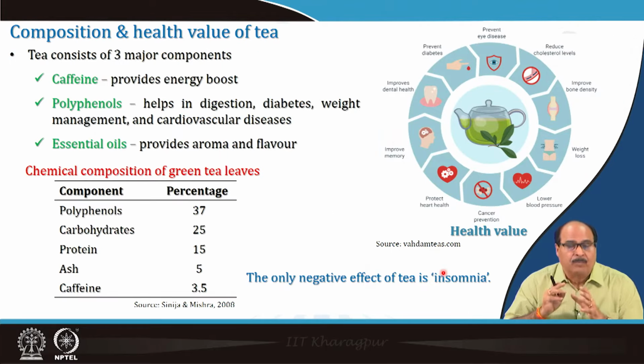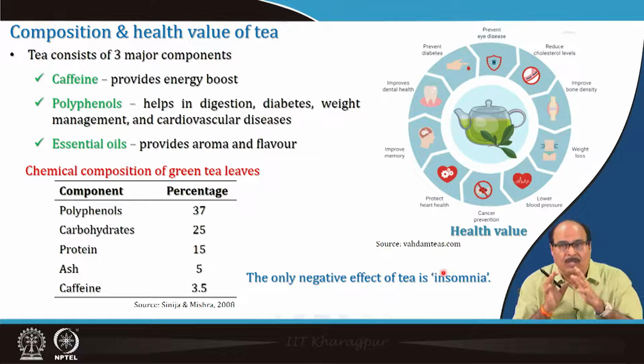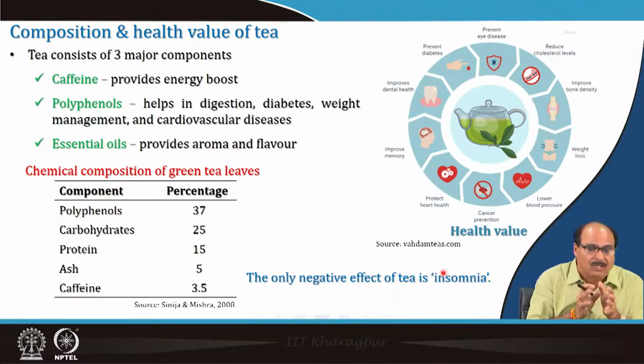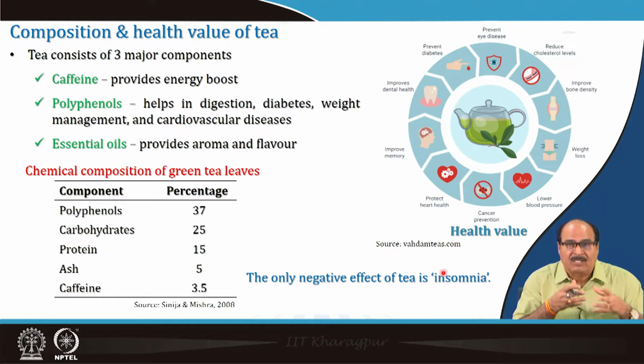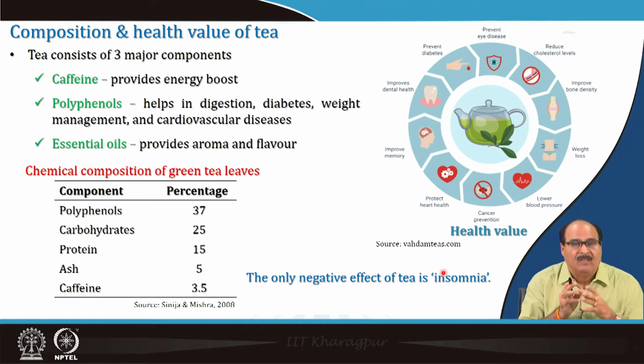Composition and health value of tea: tea consists of various compounds, both water soluble and water insoluble. The major components present in the tea leaf include caffeine, which provides energy or a stimulating action, and polyphenols, which help in digestion, diabetes, weight management and cardiovascular diseases. It also contains many essential oils which provide aroma and flavor.